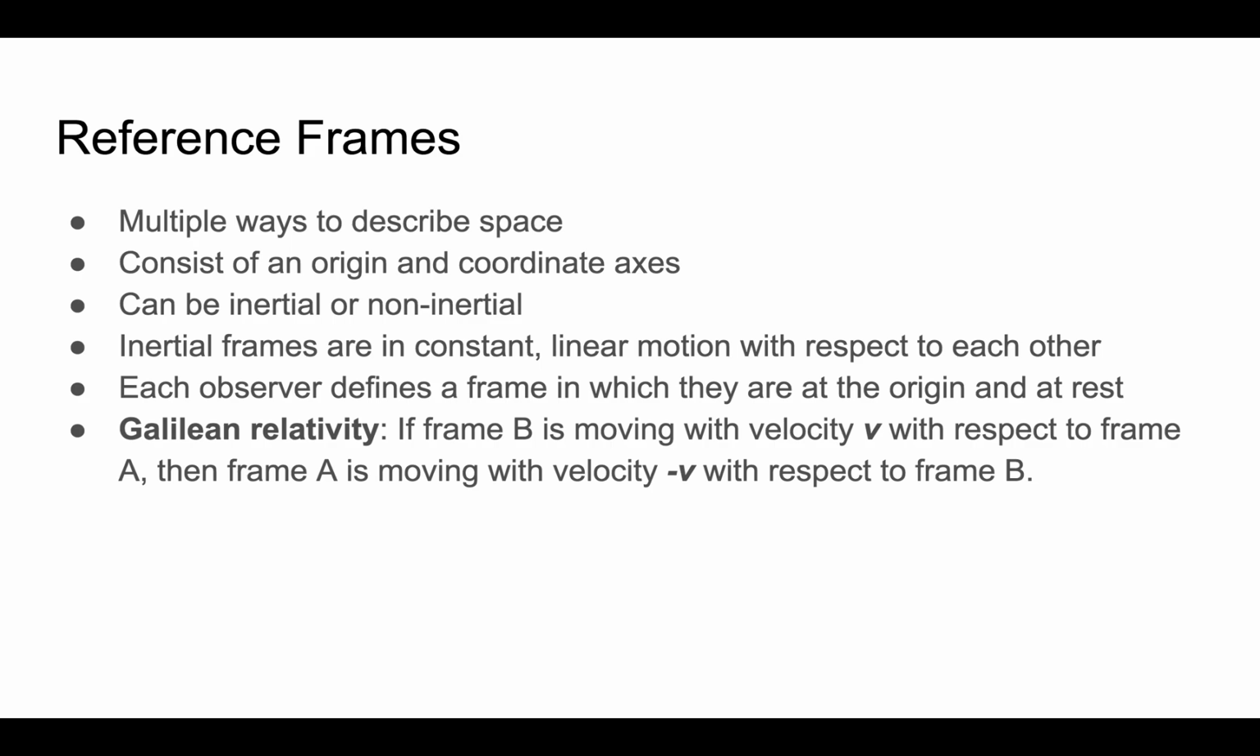Now in physics, each frame consists of an origin and a coordinate axis that we use to describe space. For example, I'm here right now sitting in my chair talking at my laptop. Now, let's say I'm the origin of my own frame. Let's just ignore the fact that I'm a large person, and we'll pretend that I'm a point for now. I'm the origin of my own frame.